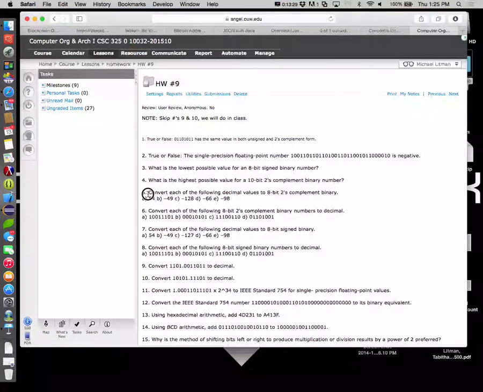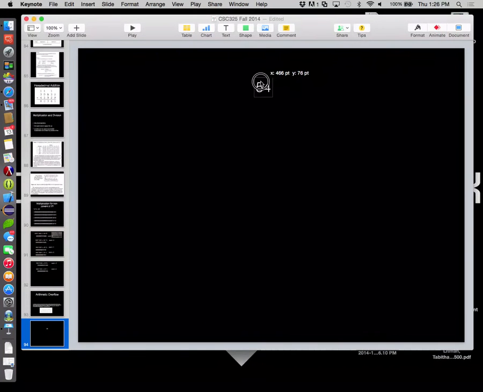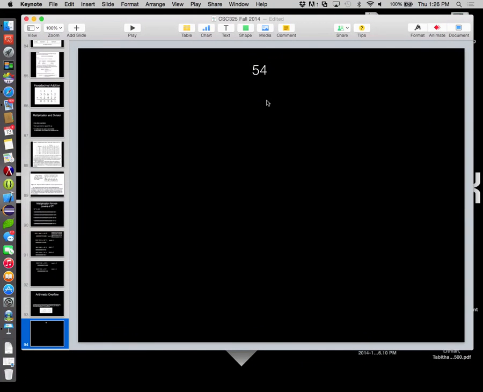All right. So in any case, this was a fair mistake because both of these have 54 at the beginning. This was an eye tracking problem. Convert each of the following decimal values to an 8-bit 2's complement binary. So we have positive 54. This is the decimal number. I need to write positive 54 as a 2's complement value. How do I do that? Well, convert this to binary first. So what's the binary version of 54?